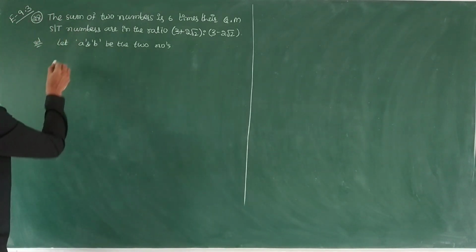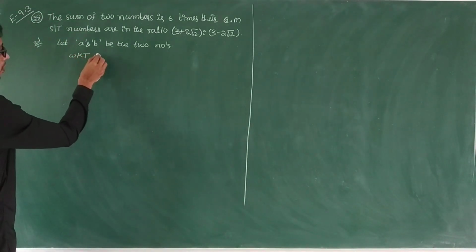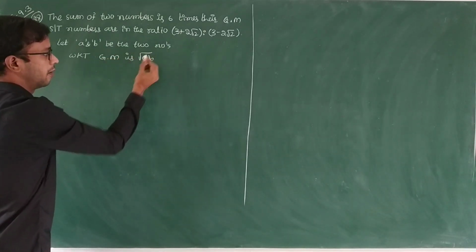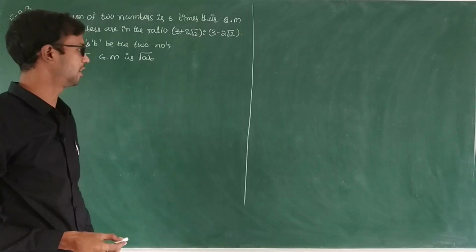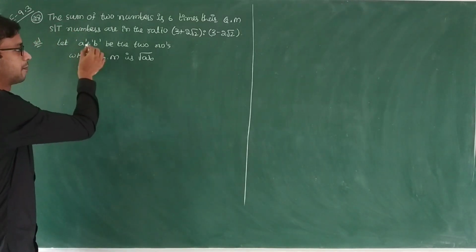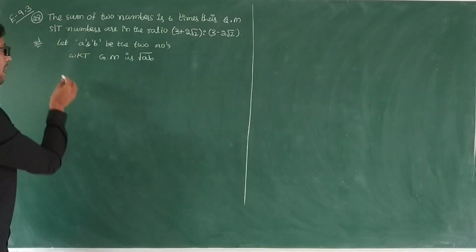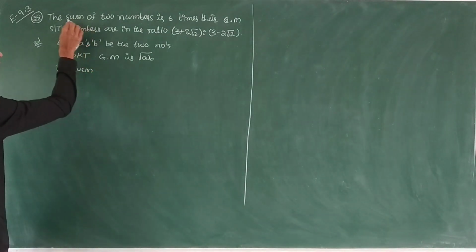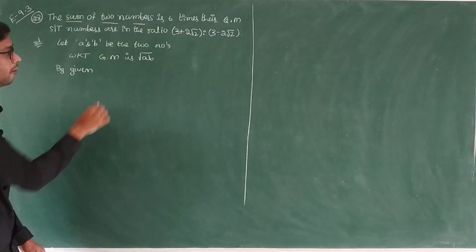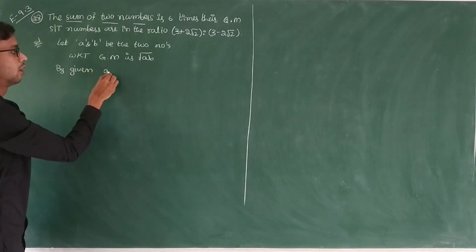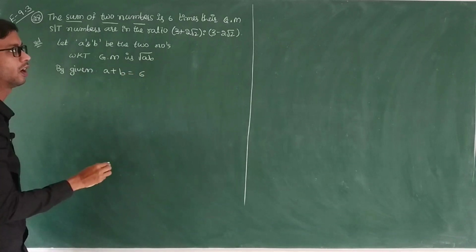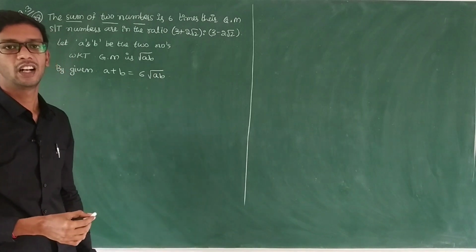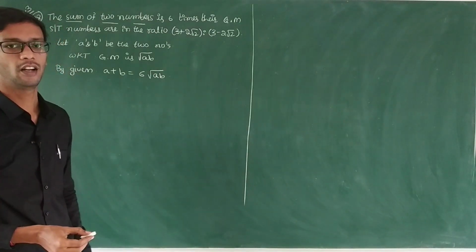So what is the geometric mean? We know that the geometric mean of the two numbers is root of ab. By the given condition, what is given? The sum of two numbers, a and b, is equal to 6 times their geometric mean. So this is one thing.